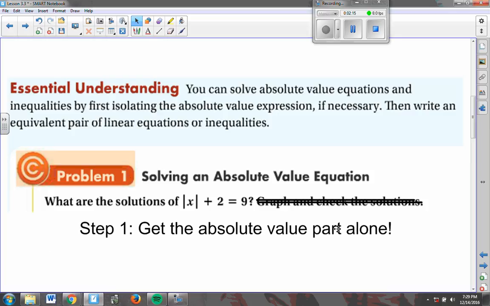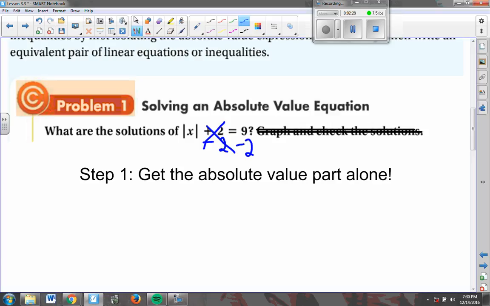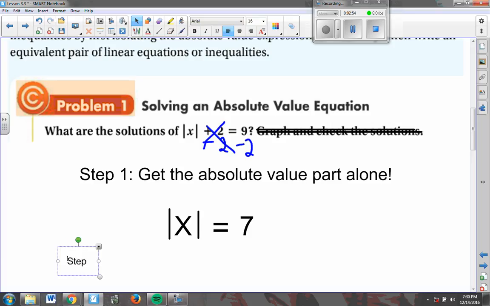In order to do that, I simply have to subtract 2 on both sides of this equation, because right now my absolute value is being added by 2. I'd like to undo that. So I subtract 2 and get rid of that. And on the other side, I have 9 minus 2, which is 7. So now I know that the absolute value of x is equal to 7. Now that I have my absolute value piece alone, I'm ready for step 2.